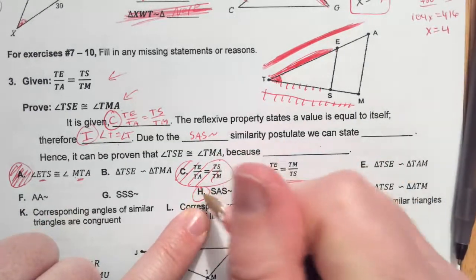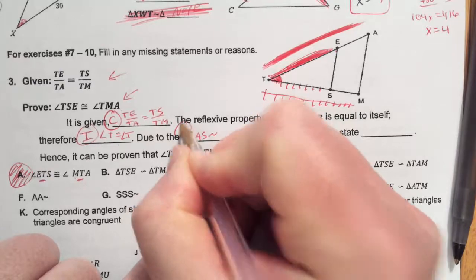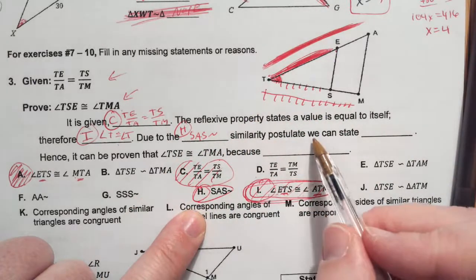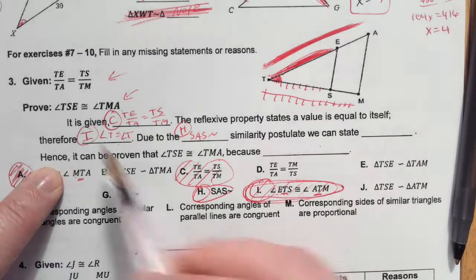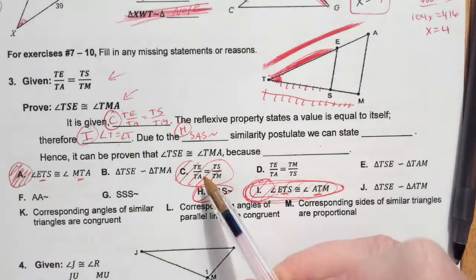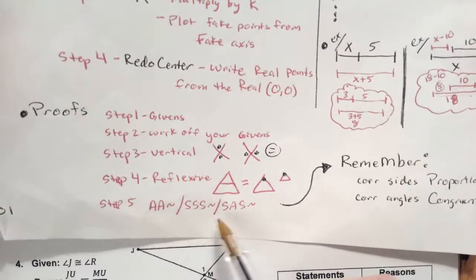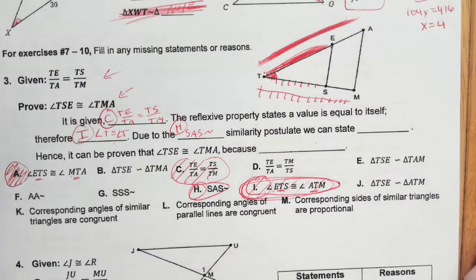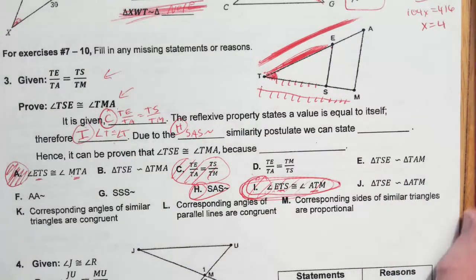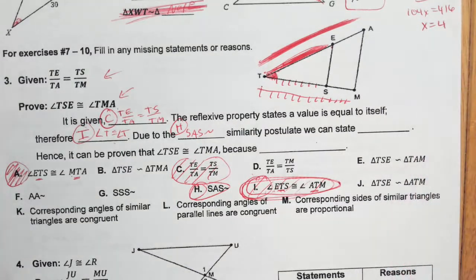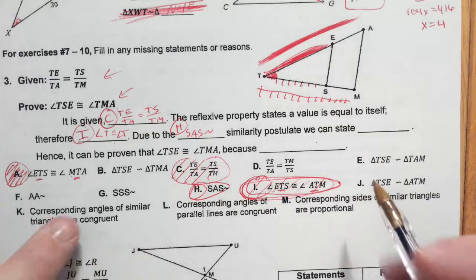H, so it's letter H, we can state something. So once we have the similarity statement, we can actually say the triangles are similar. And so, what were the triangles? So what are the triangles? So we're trying to say triangles are similar.